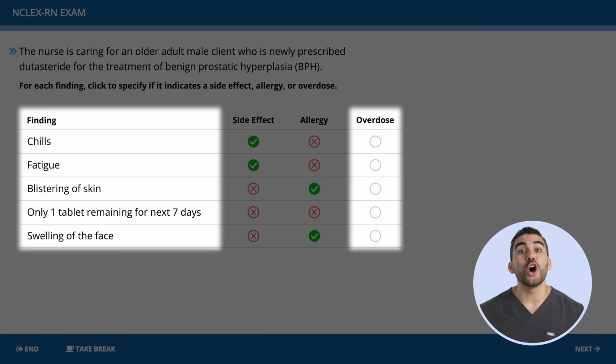Now let's move over to overdose. So we're not going to see chills and we're not going to see fatigue. We won't even see blistering of the skin. The key term here is that the client states that they only have one tablet remaining for the next 7 days. So we have insufficient quantity. Big red flag for the client taking too many medications at one time for potential overdose. And the last option is incorrect because swelling of the face is not typical with an overdose.